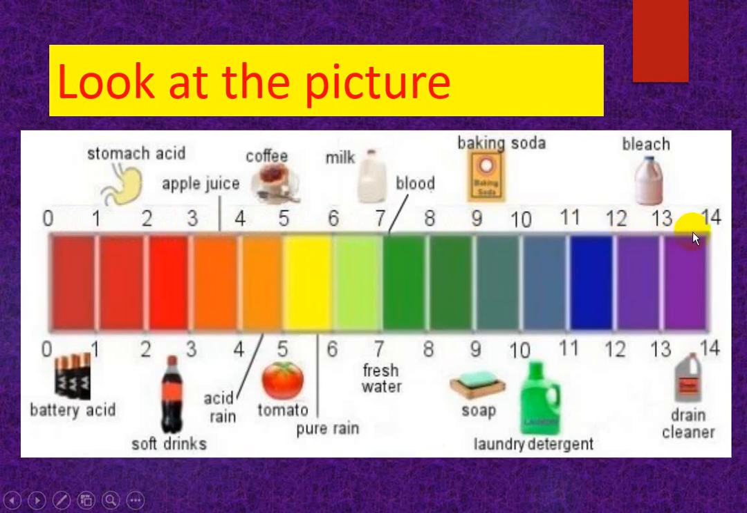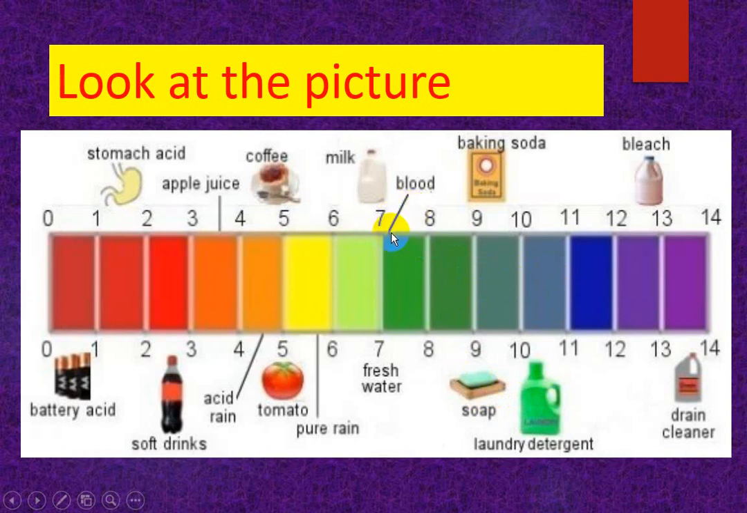This is highly basic. So which are highly basic? This is baking soda. These are basic. Soap water is basic. They are greater than 7. Drain cleaner is highly basic. Bleaching powder, laundry detergent, soap, baking soda, they are basic. Blood is also basic, 7.4 maybe.